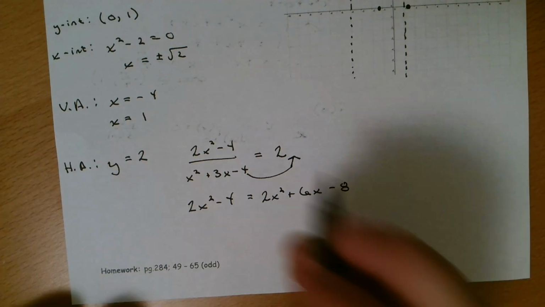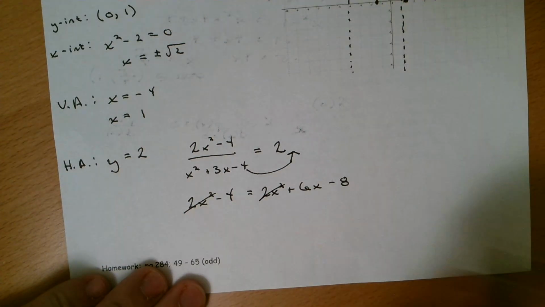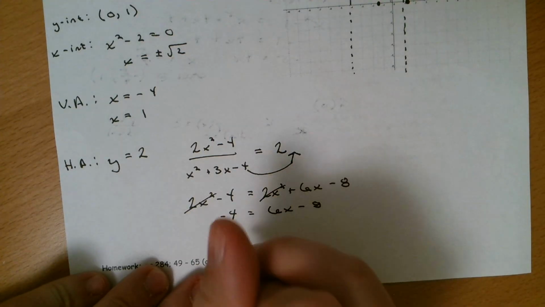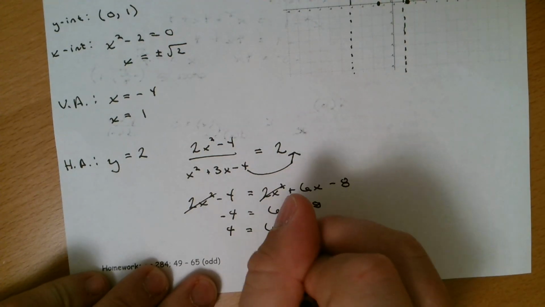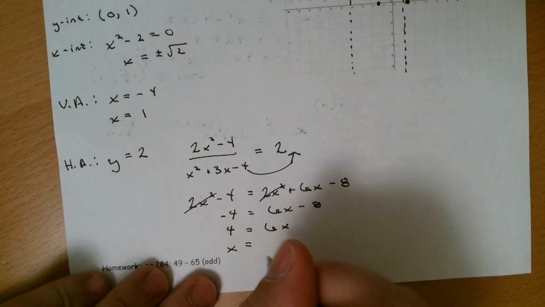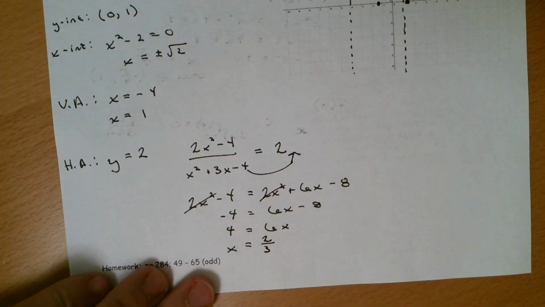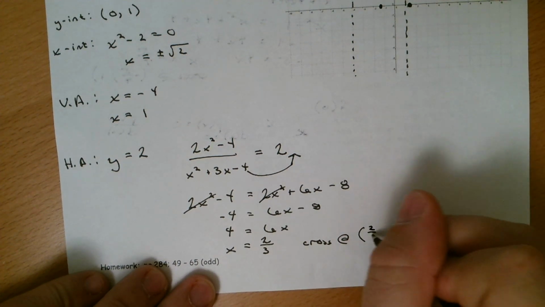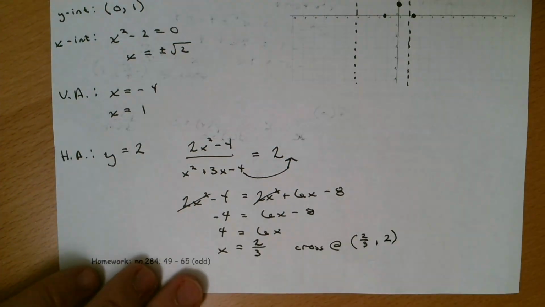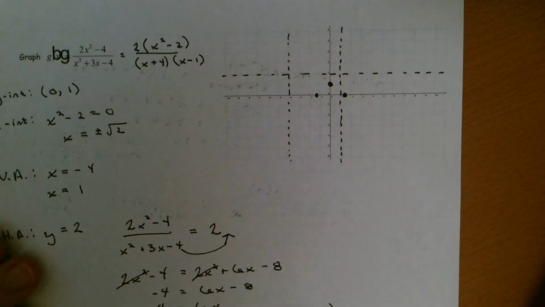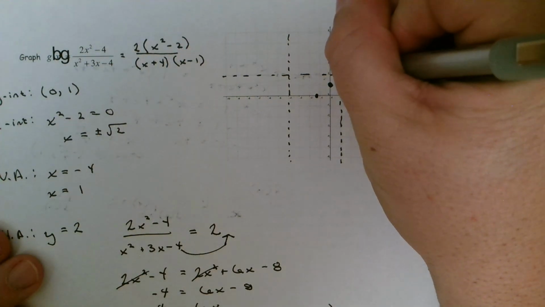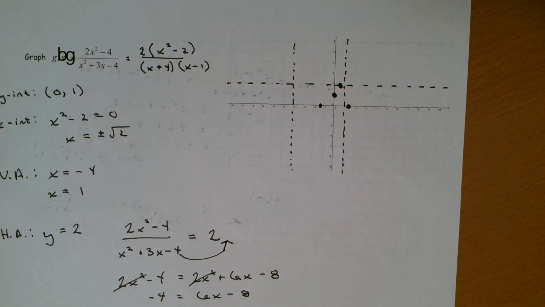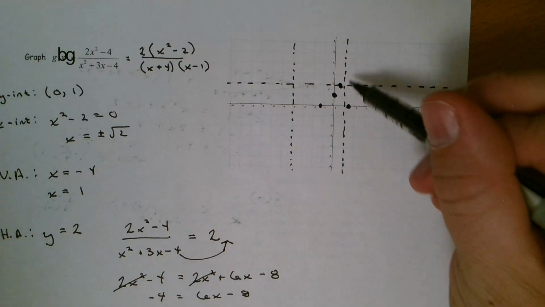Okay, good stuff. The 2x squareds are gonzo garbanzo. We got negative 4 equals 6x minus 8. I'll add my 8 over. We got 4 equals 6x. So x equals 4 over 6, which is 2/3. So we're going to cross at 2/3, 2. Okay, so 2/3, 2 is about right there. Another point.